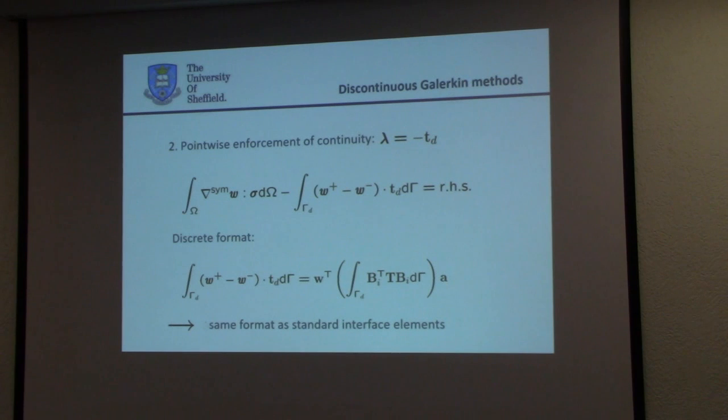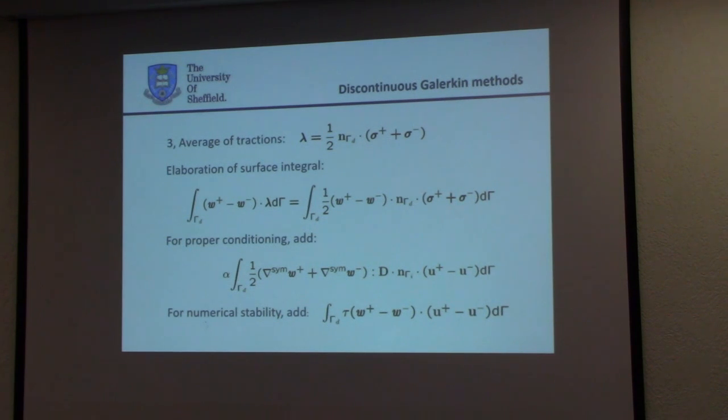So that's one way. You can also say, okay, I try to enforce this pointwise. So then we directly substitute here for the Lagrangian multiplier the interface traction. And then when you elaborate that, you get this, and this should be reminiscent of the tangent matrix which we previously derived for the tangent matrix for the interface element. So you can say these interface elements are nothing but a special choice of discontinuous Galerkin methods.